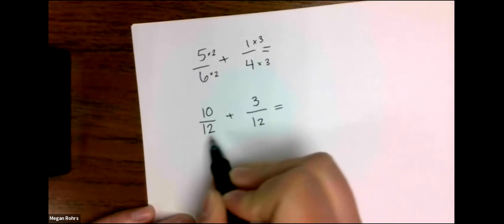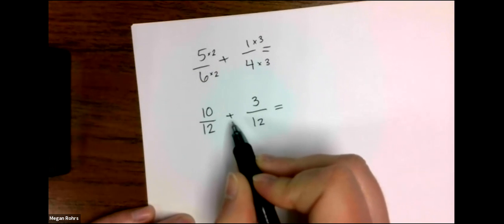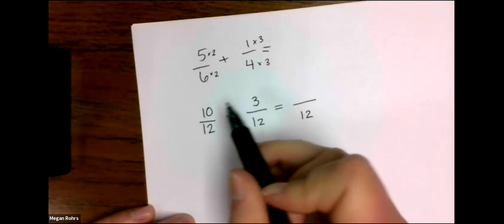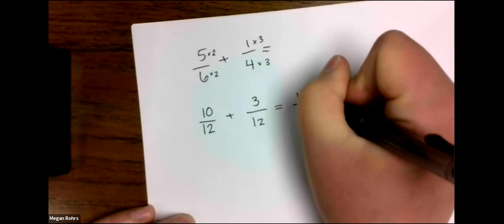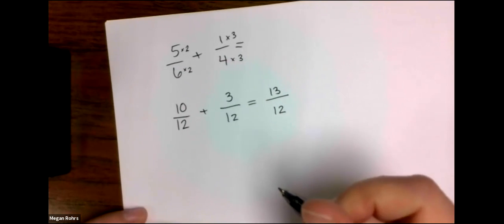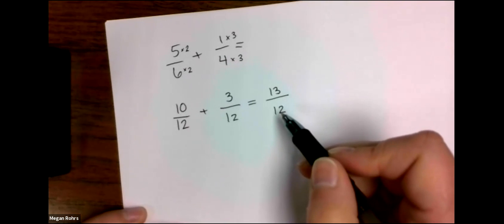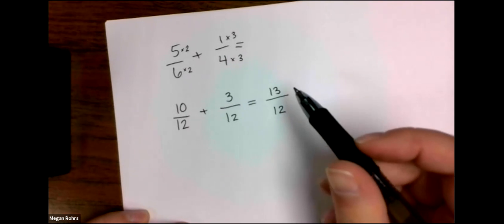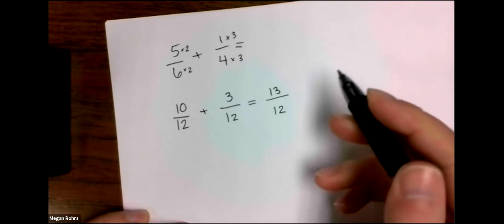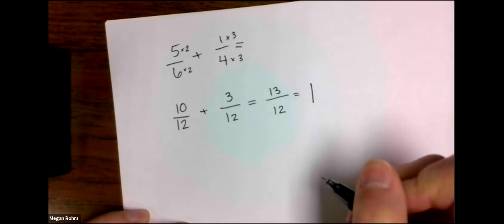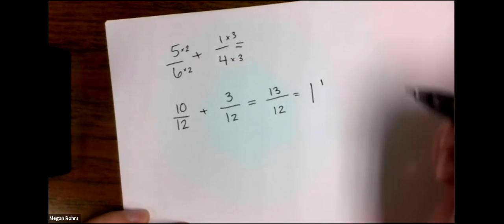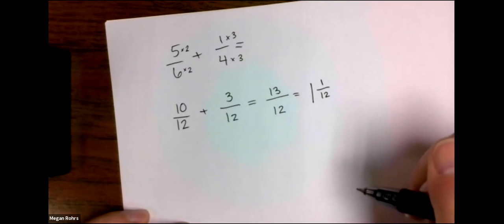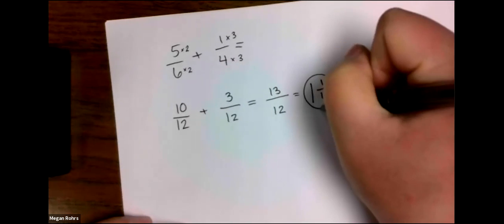So now that my denominators are the same and I am adding, keep the same denominator and just add your numerators. 10 plus 3 is 13. Now 13/12 is an improper fraction, so I need to reduce this to a mixed number. So I know that 12 will go into 13 a total of 1 time, and there will be 1 remaining, and we just keep the same denominator. So 1 and 1/12.